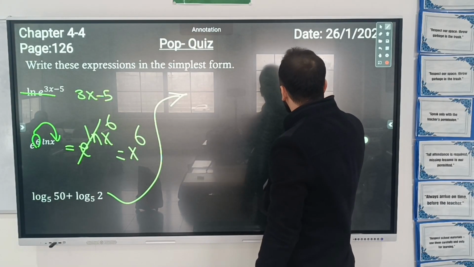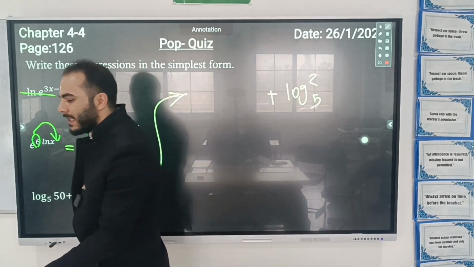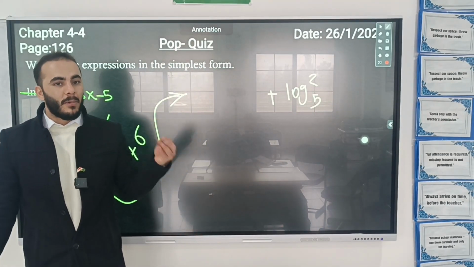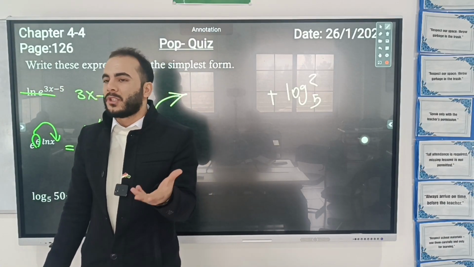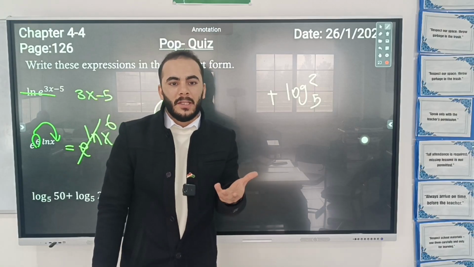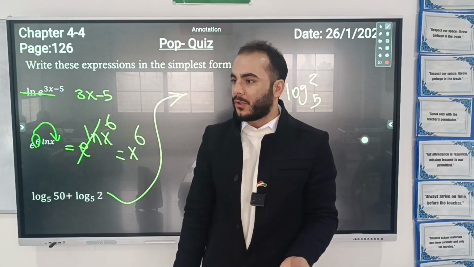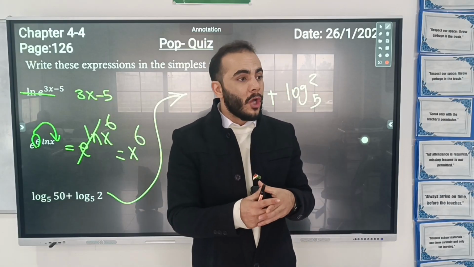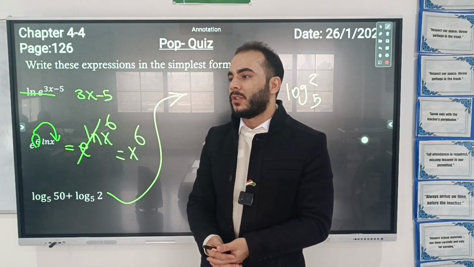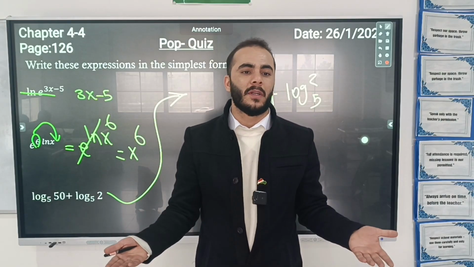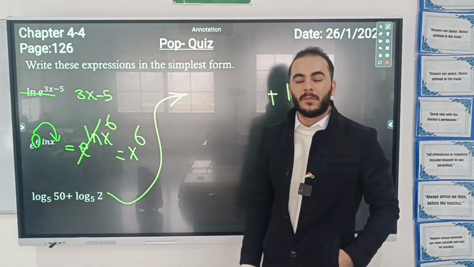Log 2 base 5 plus. But with 50, we can do a lot of things. For example, someone might say 5 times 10. Correct. But more appropriate than this, another student might say, okay, mister, we can turn this 50 to 25 times 2. Why 25? Because 25 is a perfect square number. Dealing with perfect squares in order to simplify is easier than dealing with numbers that are not perfect squares. For instance, 5 and 10, none of them are perfect. But 25 times 2, they are perfect. Check it and see whether it is better or not.